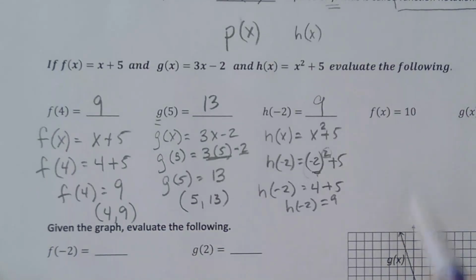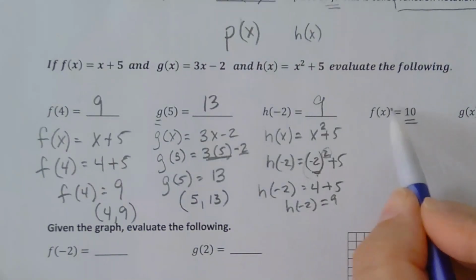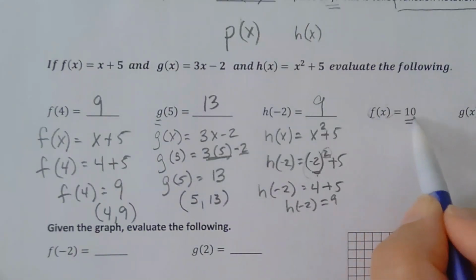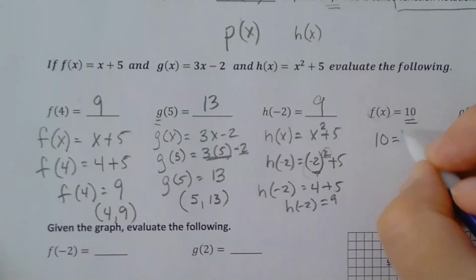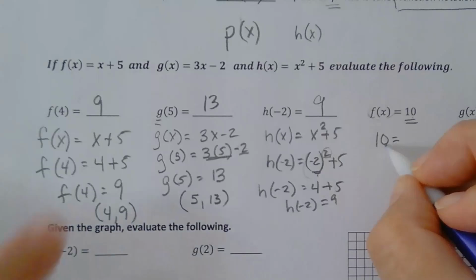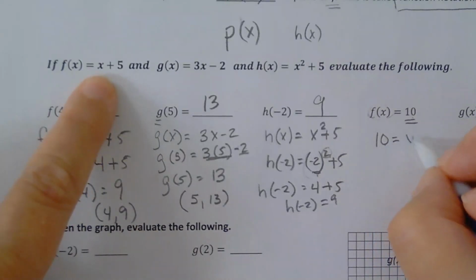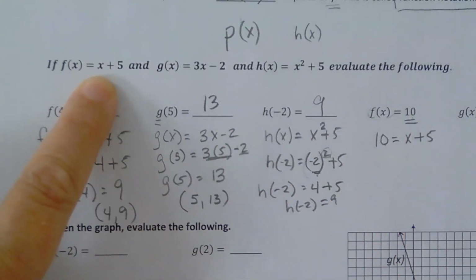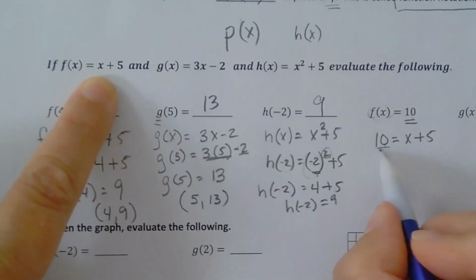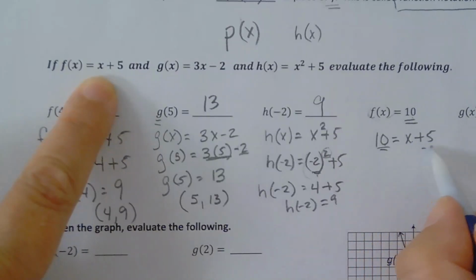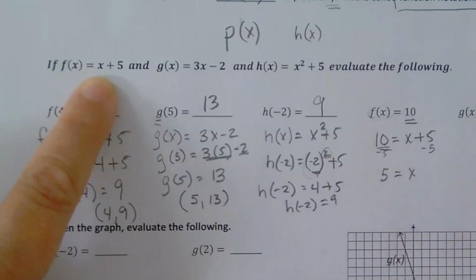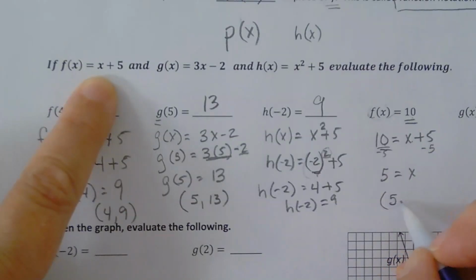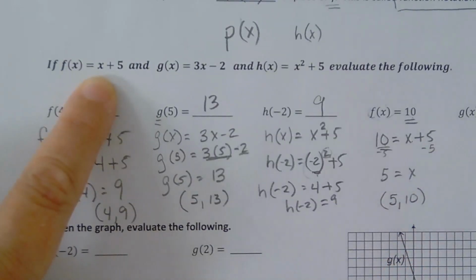Look at the next one. This time it tells you what f of x is. It tells you the output value. So the output value of f is 10. So I'm going to try to find the input value. So if the output is 10, what's the input value? Subtract 5 from both sides. So 5 equals x. So there ought to be a point on this one at 5, 10.